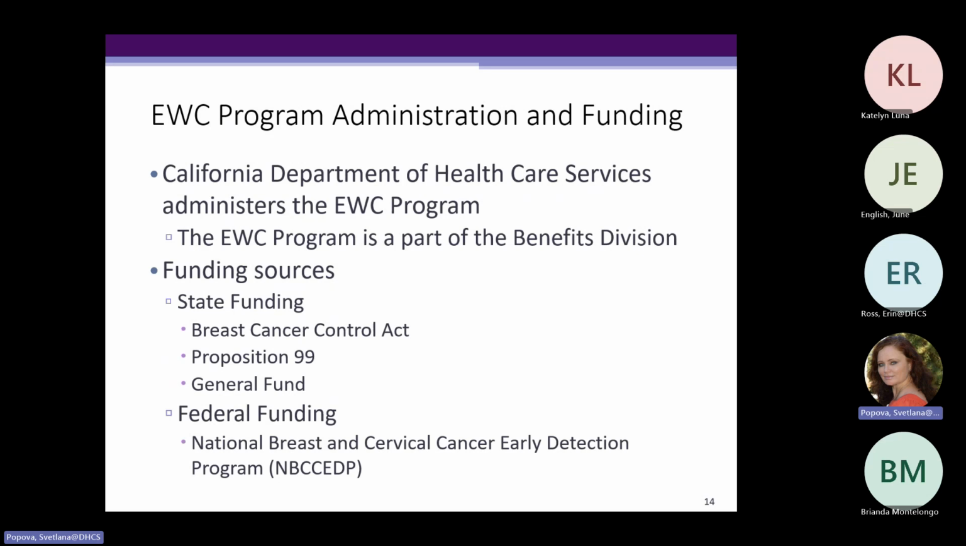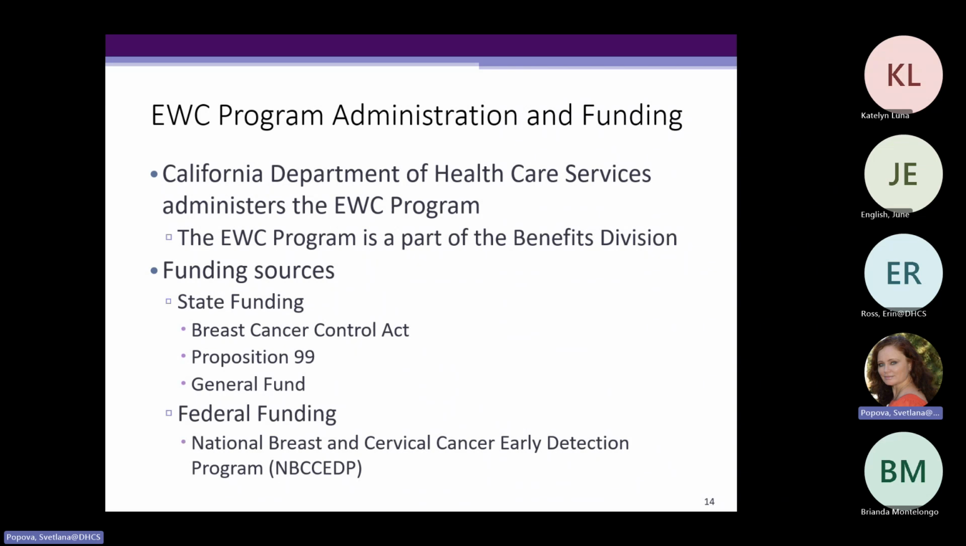So, talking about funding, we have state and federal funding. State funding comes from two sources: the Breast Cancer Control Act and Proposition 99. Both of these funds come from taxes on tobacco sales, not just cigarettes, but any kind of tobacco. And of course, this is a revenue source that is going down, because California is very successful in regards to tobacco cessation. So this is not indefinite funding. Every single year our funding goes down from both of these sources.